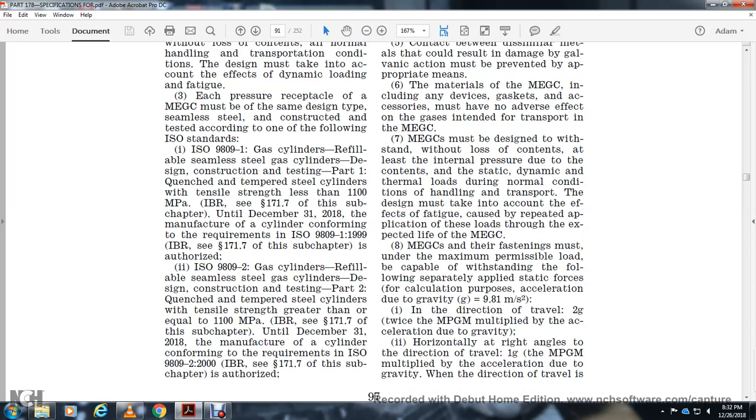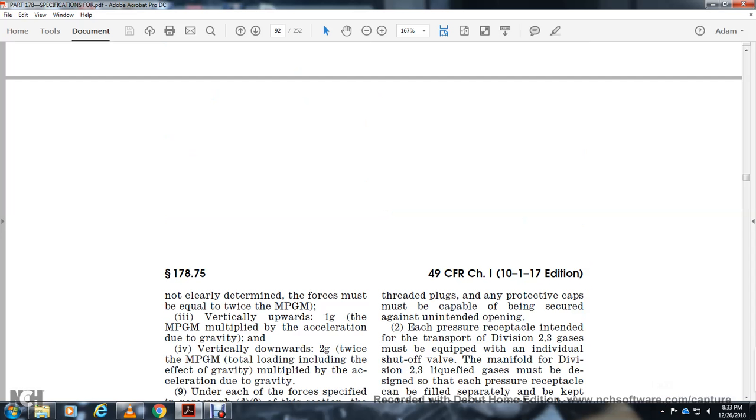The MEGC and its fastenings must, under the maximum permissible load, be capable of withstanding the following forces applied separately, using the static force for calculation purposes and the acceleration due to gravity. In the direction of travel: 2g times MPGM, multiplied by the acceleration due to gravity. Horizontally at right angles to the direction of travel: 1g times MPGM multiplied by the acceleration due to gravity; where the direction of travel is not clearly determined, the forces must be equal to twice the MPGM. Vertically upwards: 1g times MPGM multiplied by the acceleration due to gravity. Vertically downwards: 2g times the maximum permissible gross mass.